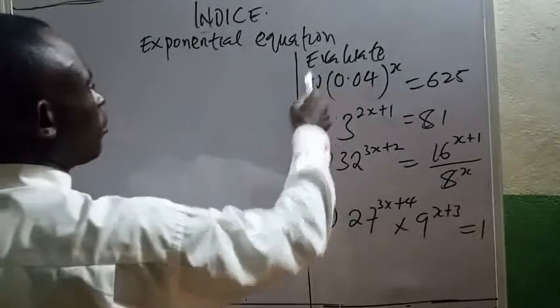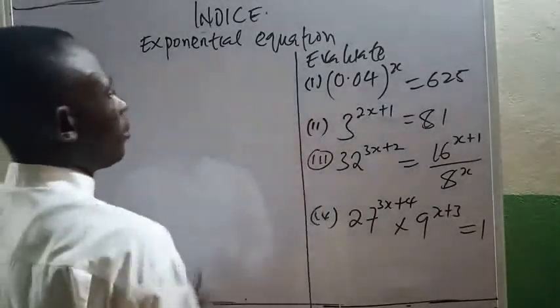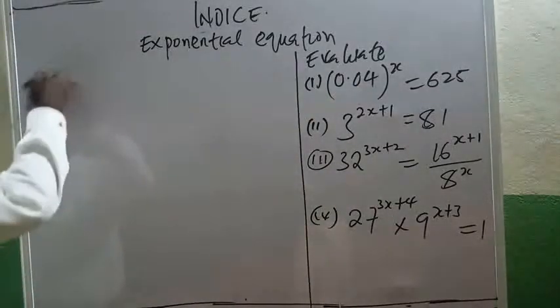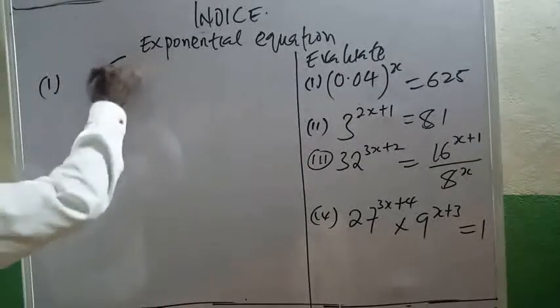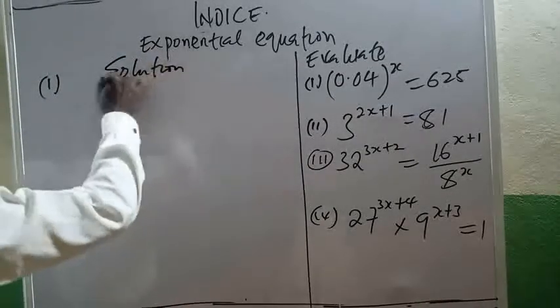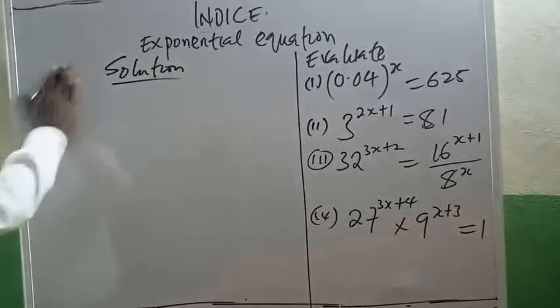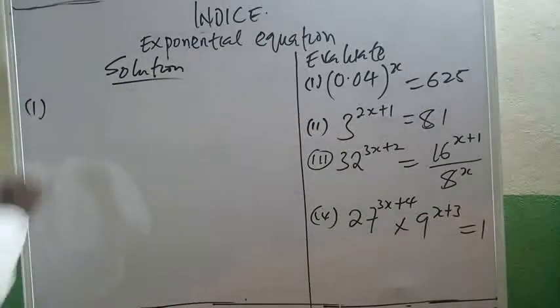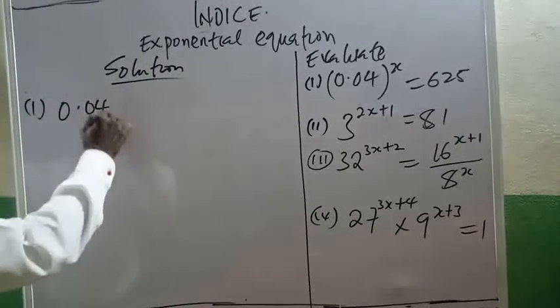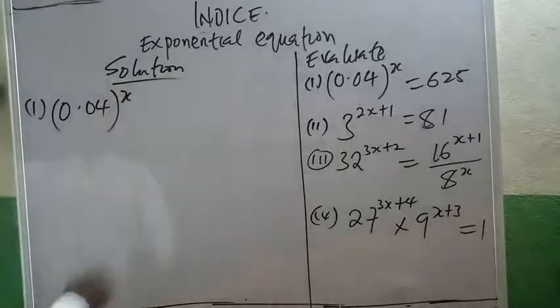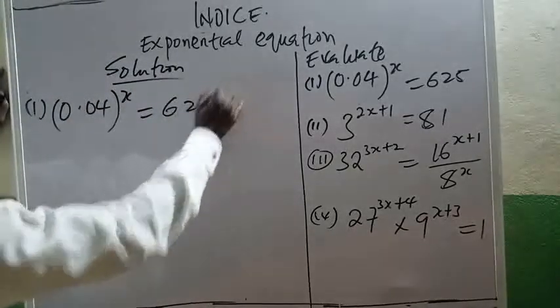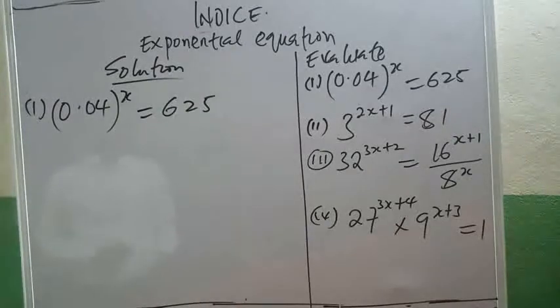To evaluate. Have one here. One is 0.04 raised to the power of x is equal to 625.